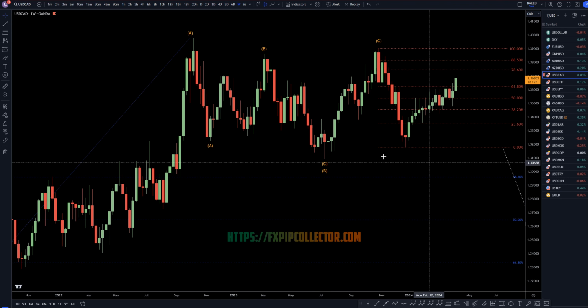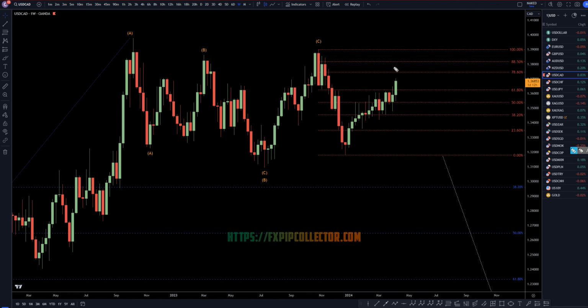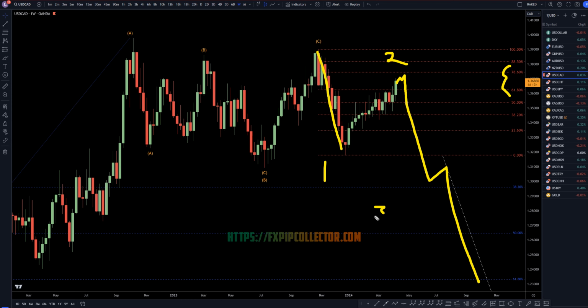Heading down to the weekly time frame, we definitely had a very strong push up yesterday, but it doesn't really change anything for me. I still think it looks like a 1, I still think it looks like a 2. We're kind of right in between two Fib levels right now, but I still wouldn't be surprised if eventually this did go down and make a wave 3 of what I think is going to be a wave C.